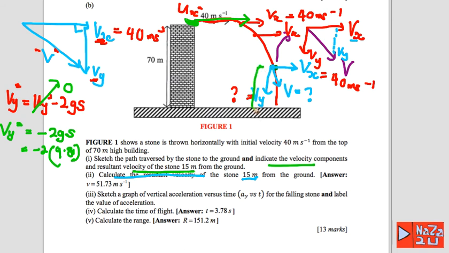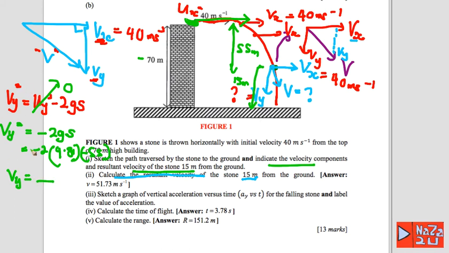And the s, or displacement here, is 17, because at the position 15 meter, the other displacement, or s, here is 55 meter. So here s is equal to negative 55 meter, because the direction is downward, we have a negative. So this is how you can find the value of the vy.